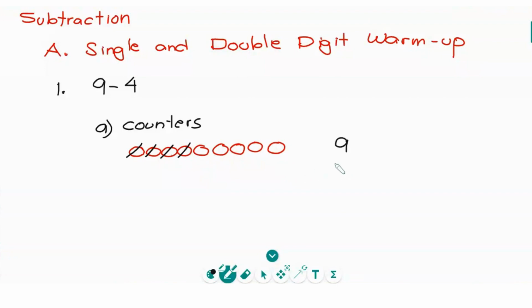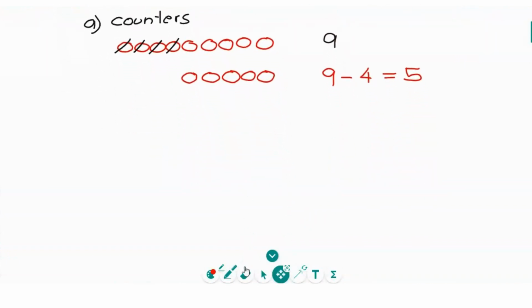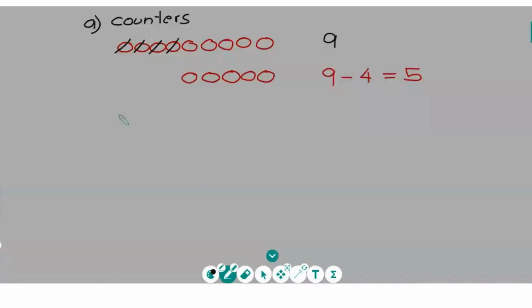That means we're going to remove 4 out of 9, and we're going to be left with 1, 2, 3, 4, and 5. So that means we can write here 9, if we cross out 4, then we're left with 5 counters. Okay, now let's go to using the number line.